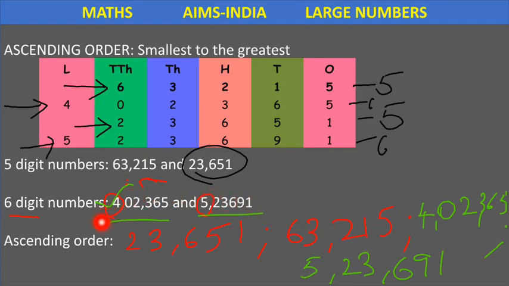63,215. Coming to the 6-digit numbers, we compared both the 6-digit numbers. 4,02,365 is the smaller among these two, so we wrote that, and then we wrote the last remaining number, which is 5,23,691. This is our ascending order. How did we write the ascending order? From the smallest to the greatest.